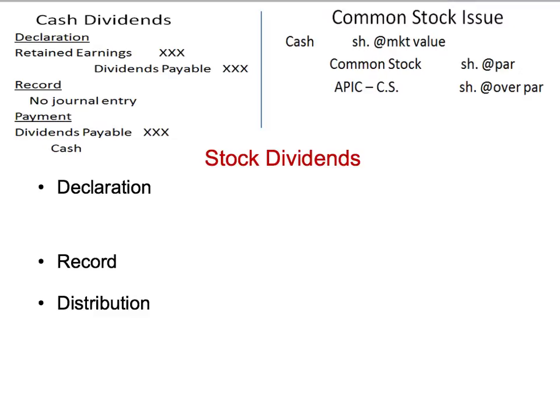Let's take a look on the other side. You have the common stock issue journal entry. How do we do that? Well, at the time we sell or issue common stock, you will debit your cash, the number of shares at market value, and you will credit common stock, again the number of shares, but at par value. Naturally, you'll have a difference between the market and the par value. The difference, or the excess amount, will go into additional paid-in capital in excess of par right here.